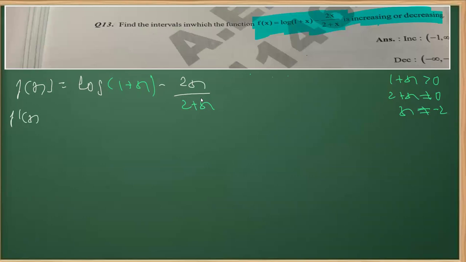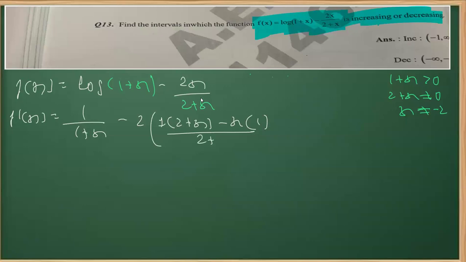If we find its derivative, f'(x), the derivative of log(1 + x) is 1 by (1 + x), minus, keeping 2 outside, if I apply the quotient rule: the derivative of x is 1 times (2 + x), that is v here, minus x as it is times the derivative of the denominator, divided by (2 + x) whole square. Now if I open this bracket, this and -x get cancelled. So what we are getting is f'(x) is 1 over (1 + x) minus 2 into 2, that is 4 over (2 + x) whole square.